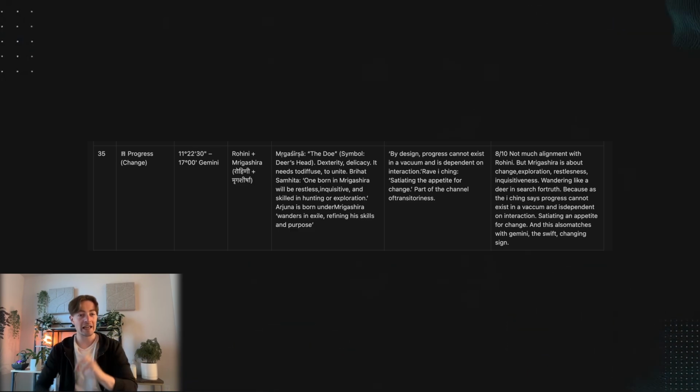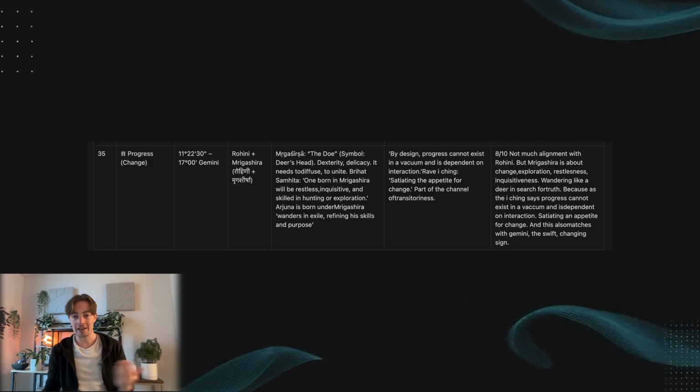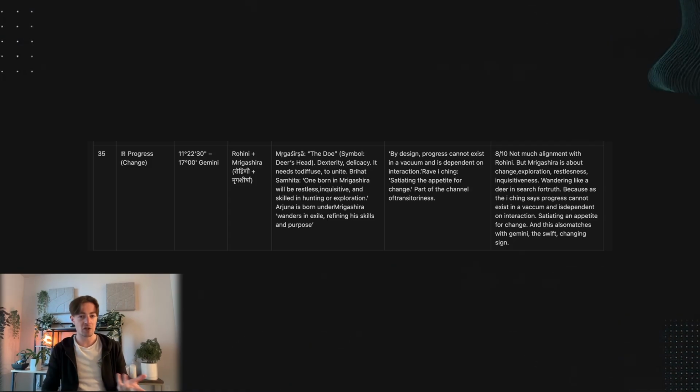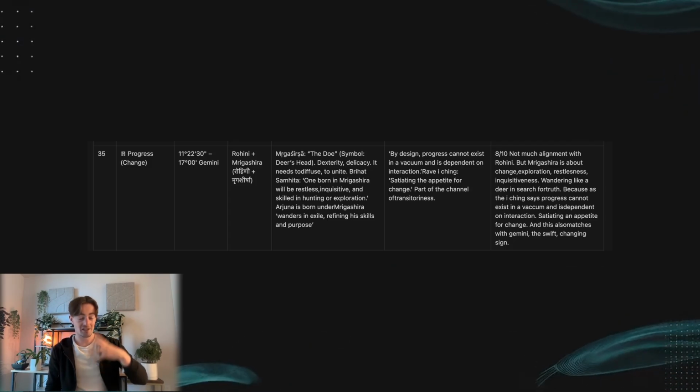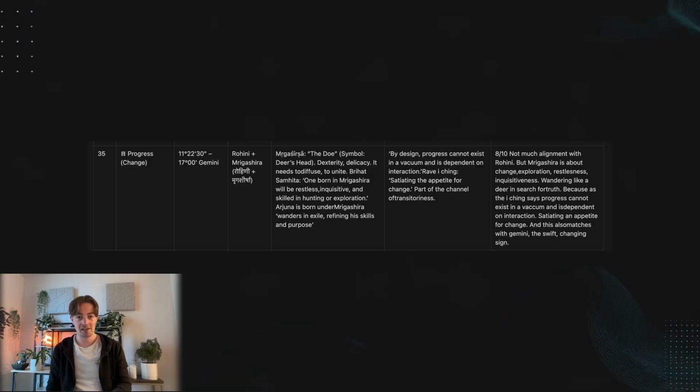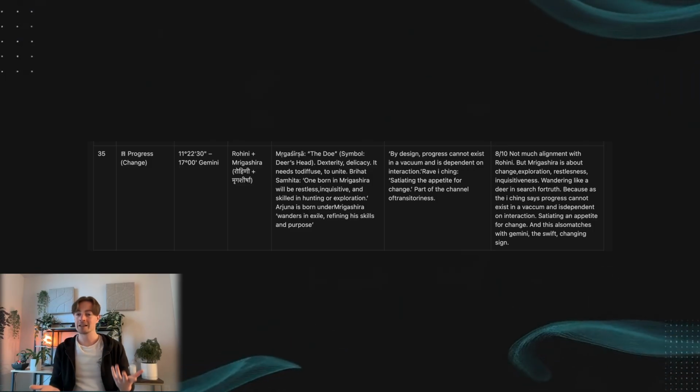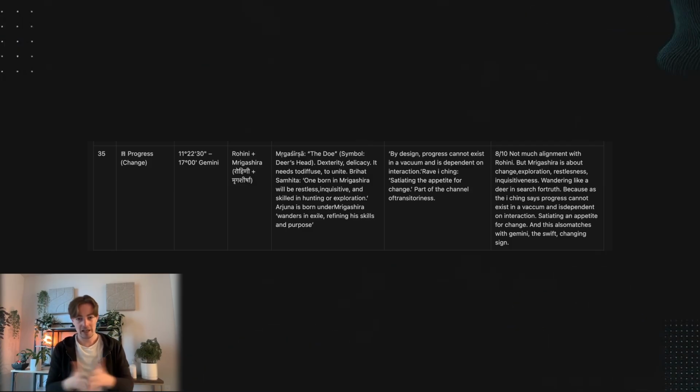It's about the gate of change, the gate of swiftness, progress. So clearly, this appetite for change in the Rave I Ching, in the sign of Gemini, with swiftness, and in the Mrigashira Nakshatra, to do with the delicacy and dexterity of the deer. It's a very interesting link of archetypal energies. So I'm giving this 8 out of 10.